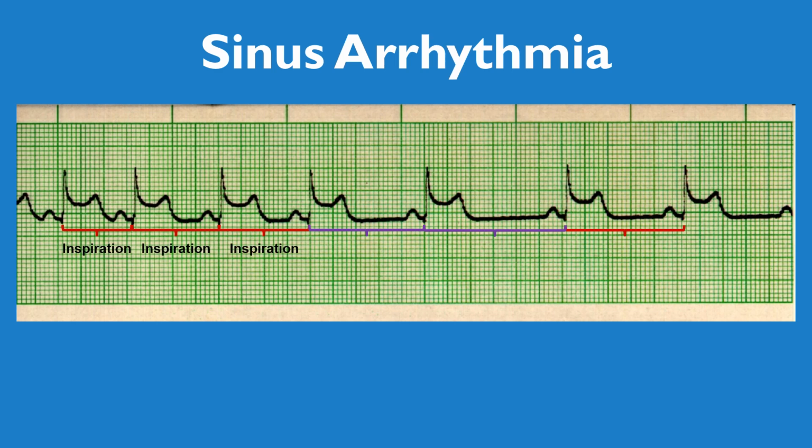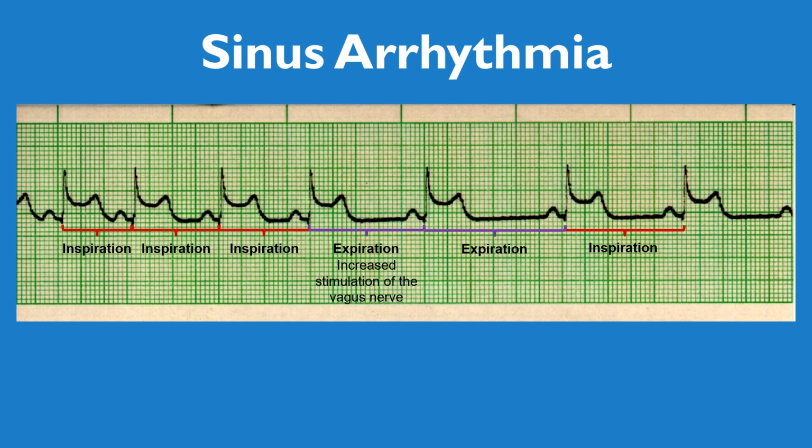The reason for that is normal breathing patterns. So when the patient is inspiring, it is relatively common for the rate to actually increase. And during expiration, the rate tends to decrease. And then in inspiration, the rate tends to increase. The reason for that is because of our vagus nerve.